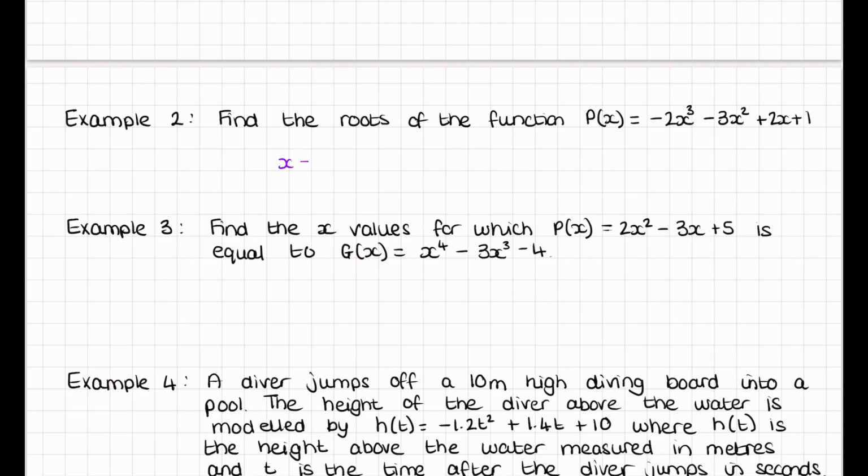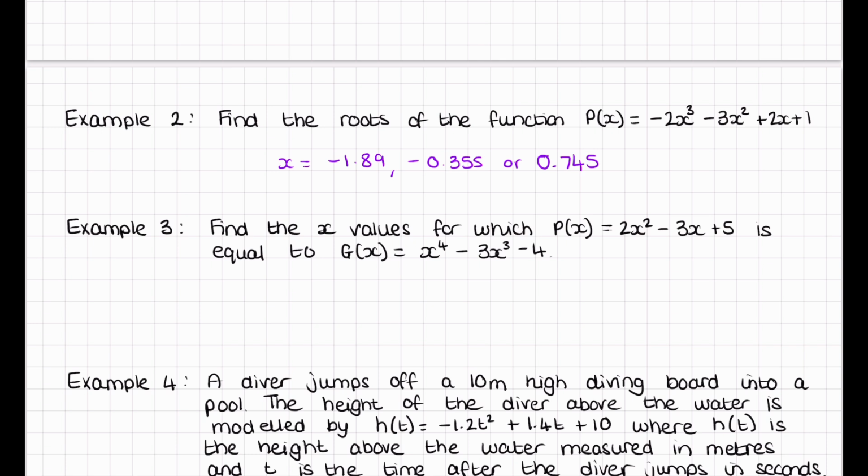And our answers to this one was when x equals negative 1.89, negative 0.355, or 0.745. Now remember, we always like to write our answers to three significant figures if we do have a decimal answer. So always make sure you're doing three significant figures.